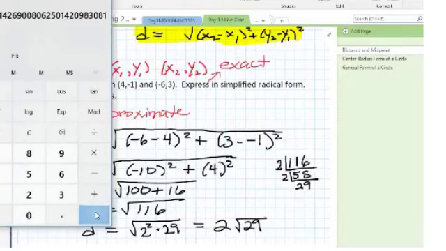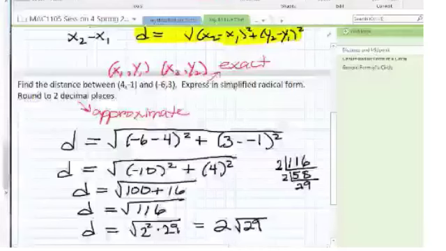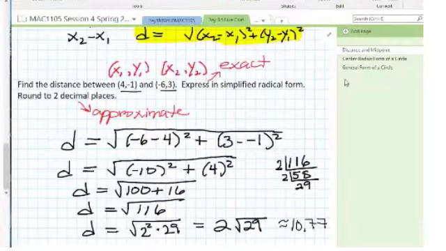10.77. Now if you think about it, 10 squared would be 100. It makes sense the square root of 116 would be bigger than 10, square root of 100. And 11 squared is 121, so it makes sense that the square root of 116 would be a little less than 11. So it's reasonable that our approximation would be approximately 10.77. So we just found the distance between 4, -1 and -6, 3 in 2 different ways. The exact distance, 2 times the square root of 29, and the approximate distance, 10.77.